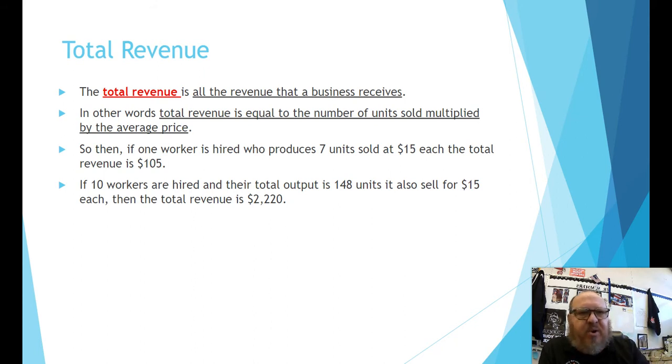So why is this important? It's important to know how much money your business is going to be taking in, so you know whether or not you can pay your bills, whether you can pay those fixed and variable costs. And so if hiring 10 workers that produce 148 units that sell for $15 each, and $2,200 is not enough money at the end of the month for you to pay all of your bills, then you know you need to hire more workers that can produce more output.